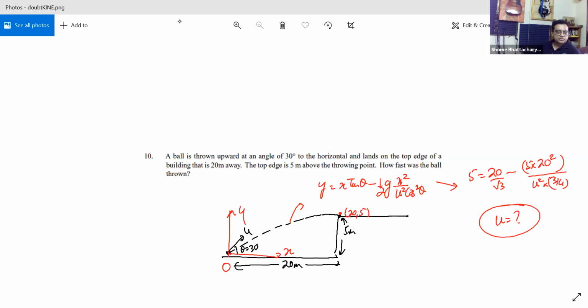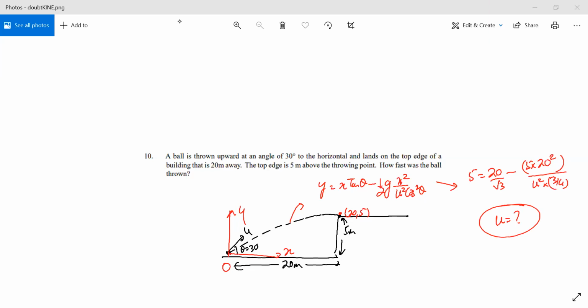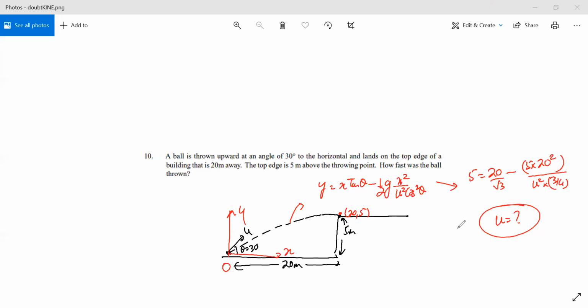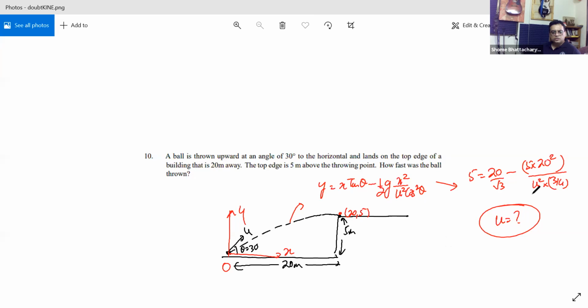Okay, hope this is clear, beta. Sir, actually, I did the same way, but my answer wasn't matching. I was getting some irrational answer, but the answer key said 20 meters per second. 20 looks unlikely. I mean, you can substitute this thing. So anyway, let's try to insert this. So this will be how much?